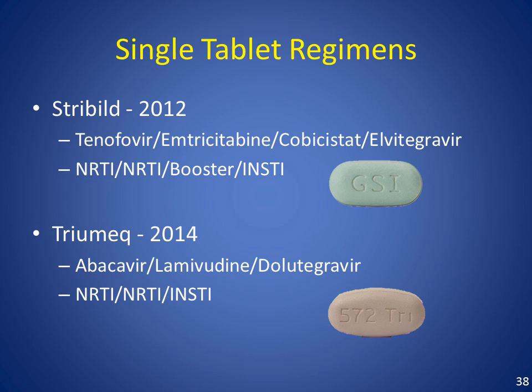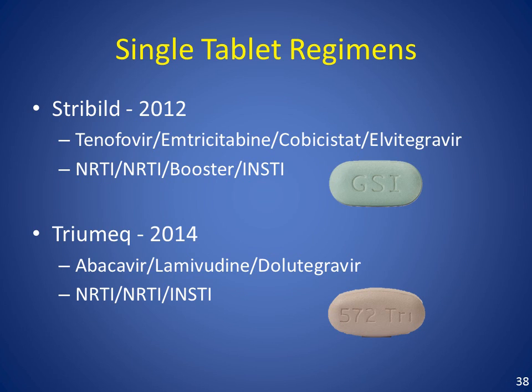In 2012, we had our first single tablet regimen come on the market that contained an integrase inhibitor. Here we have tenofovir and emtricitabine, both NRTIs, co-formulated with elvitegravir, an integrase inhibitor. In addition, Stribild contained cobicistat, which is the booster that increases the levels of elvitegravir so that the patient only has to take the medication once a day.